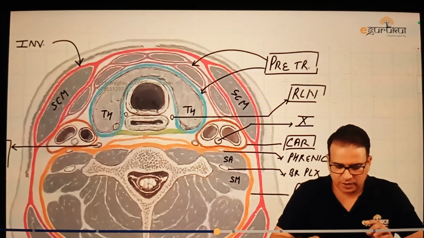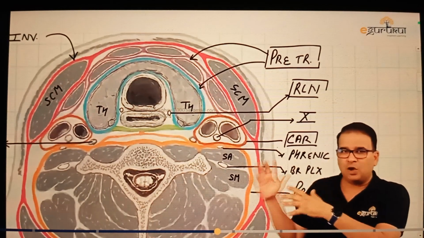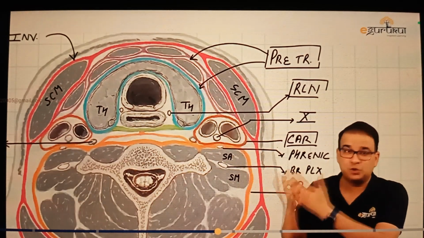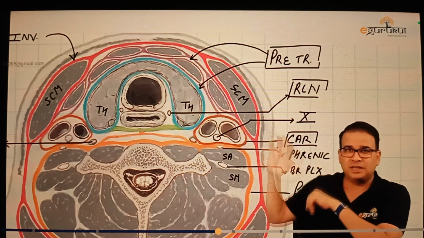Let me ask you one question here. If you're paying attention to this picture, guys, there is something missing here. We are not able to appreciate the ansa cervicalis. Now, why can't we see ansa cervicalis in this? There should be ansa cervicalis present in front of the carotid sheath, but there is no ansa cervicalis shown here.